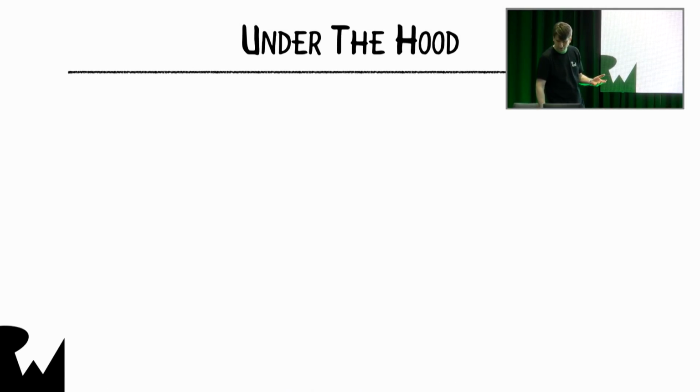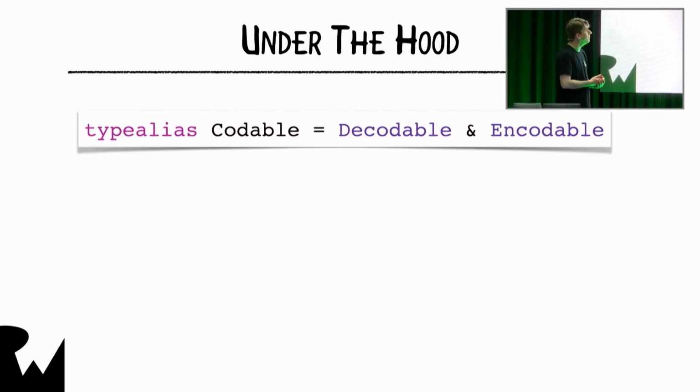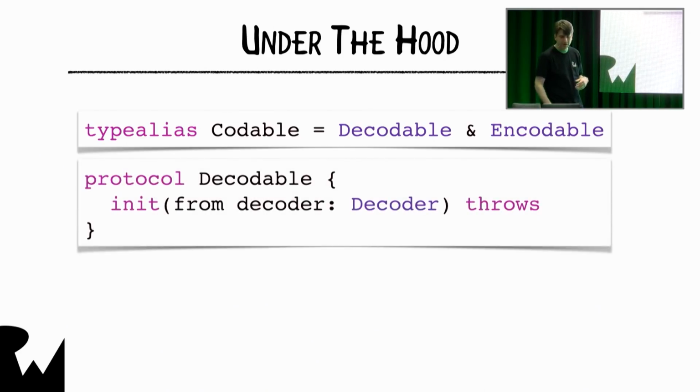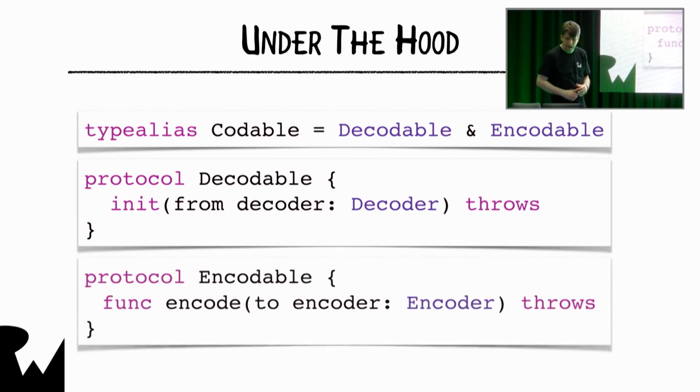So under the hood, what's going on? Codable is just the composition of two other protocols: a decodable protocol and an encodable protocol. Decodable is simply this blueprint, a protocol that says, hey, from a decoder, I can initialize myself. Of course, that can throw because you might not have the right format, so it's failable. And on the other side, encodable simply means that it has this method that will encode to an encoder type.